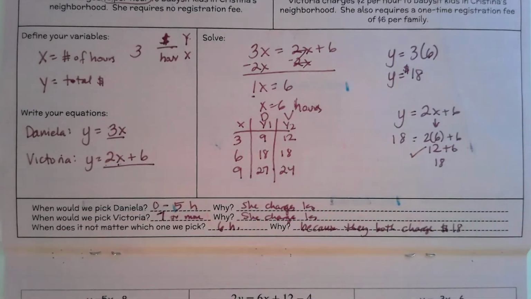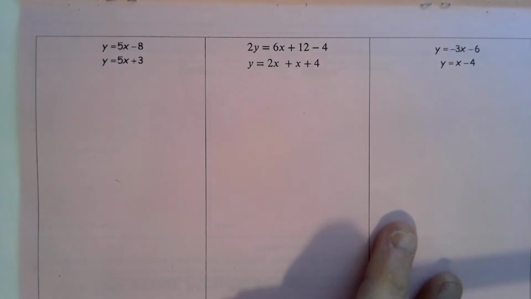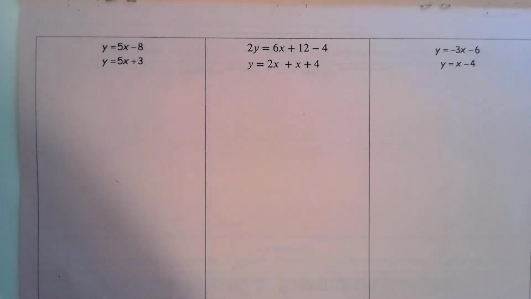All right, so I want you guys to take a look. I want you to try this first problem here. y equals 5x minus 8, y equals 5x plus 3. Now you should immediately be able to tell me something about these lines. Without even graphing them, without even looking at them, you should be able to tell me something about them.